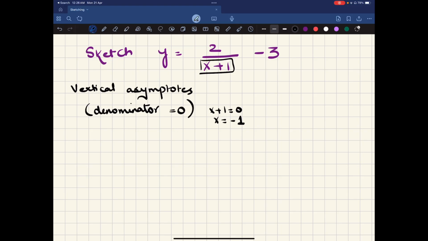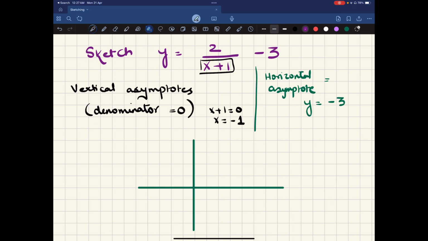Now let's find the horizontal asymptote. The horizontal asymptote is basically y equals the constant which is being added or subtracted in our function. In this case it is negative 3. So y equals negative 3 is your horizontal asymptote. In case you have any confusions regarding this, please go and watch the video on asymptotes to clear them. Okay, so now we have these. Let's plot these key pieces of information that we have identified.